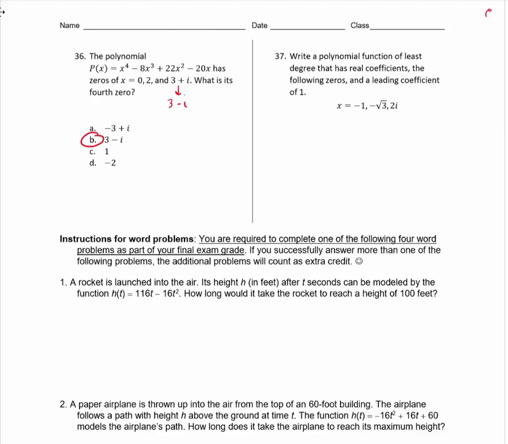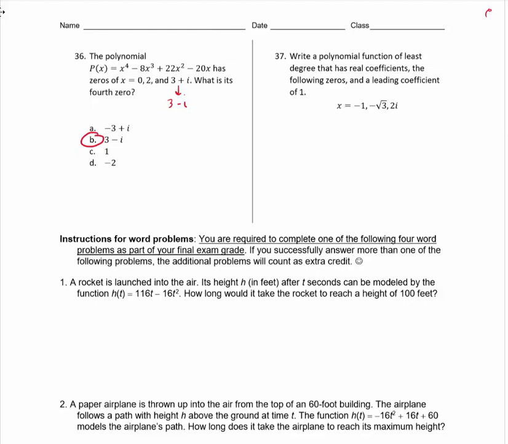37. Write a polynomial function of least degree that has real coefficients, the following zeros, and a leading coefficient of 1. Now, a lot of this information is just to ensure that we all come up with the same answer, like the leading coefficient of 1. At the end of this, I could multiply this by 7, and I would have a different leading coefficient, but still would have something that has these 3 zeros. And there's other things that we could mess with in a similar way. It's saying, hey, just find the simplest answer, essentially.